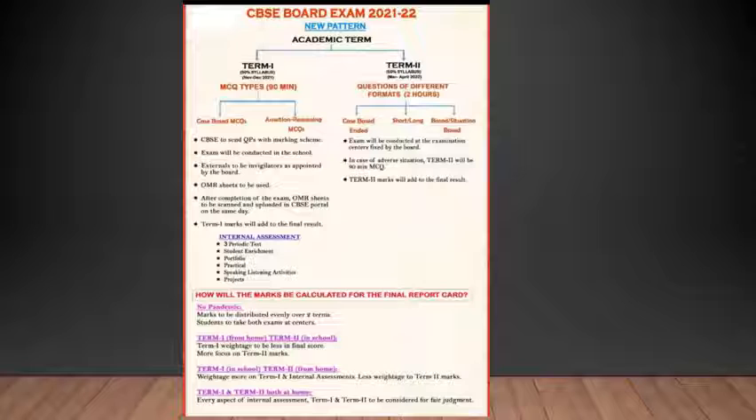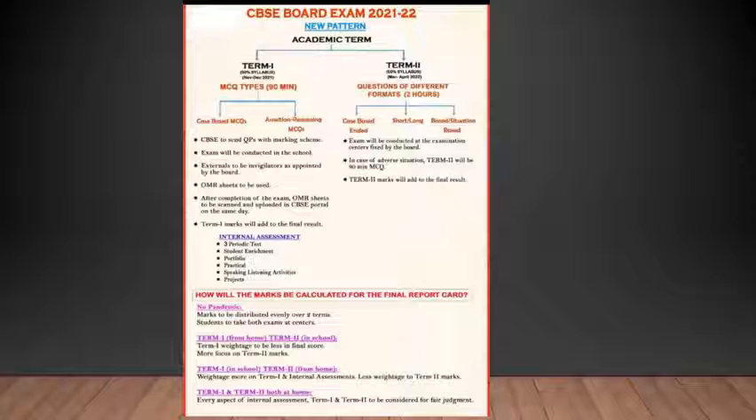Then in the case of various situations, how marks are going to be calculated for the final report card, you can just have a look at that. If there is no pandemic, marks to be distributed evenly over both the terms. If term 1 is from home and term 2 in school, then term 1 weightage will be less in the final score, with more focus on term 2 marks. Term 1 in school, term 2 from home, then weightage is more on term 1 and internal assessments, less weightage to term 2 marks.